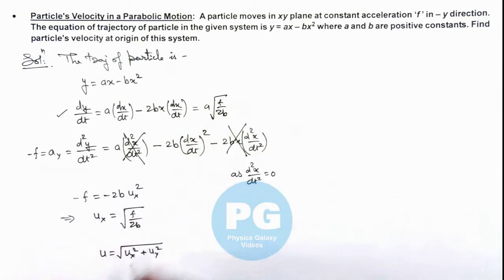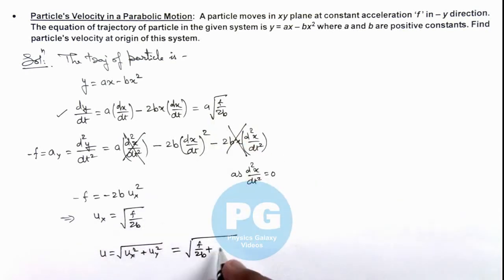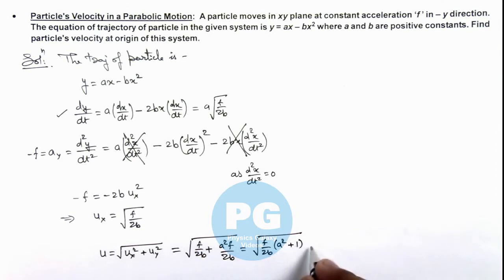If we substitute the values over here, you can see the initial speed of the particle we are getting is root of ux², which is f/2b, plus if we square the velocity in the y direction, this is a² f/2b. So you can see if we take this f/2b common, the result we are getting is root of (f/2b) multiplied by (a² + 1). That is the final answer of this problem.